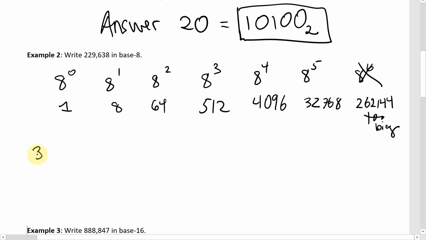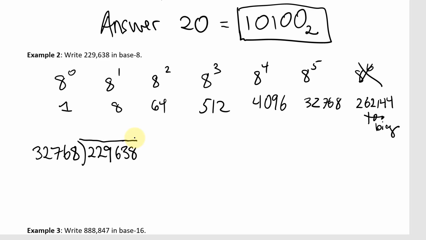So 32,768. How many of those do you have to add together to add up to 229,638? Well, this is definitely something that you want to use a calculator to speed up. So we'll take 229,638 and divide by 32,768. It goes about 7 times, but not exactly.